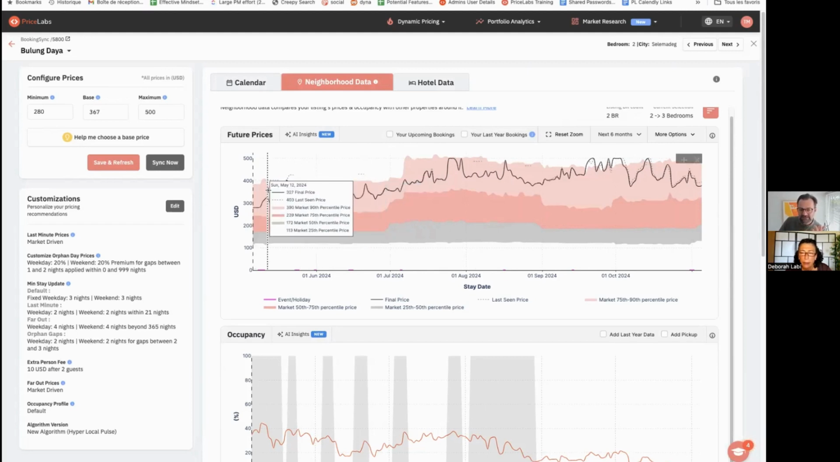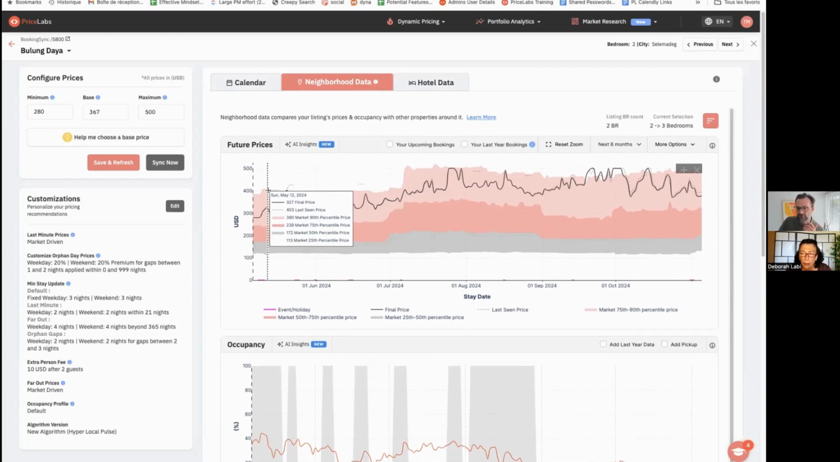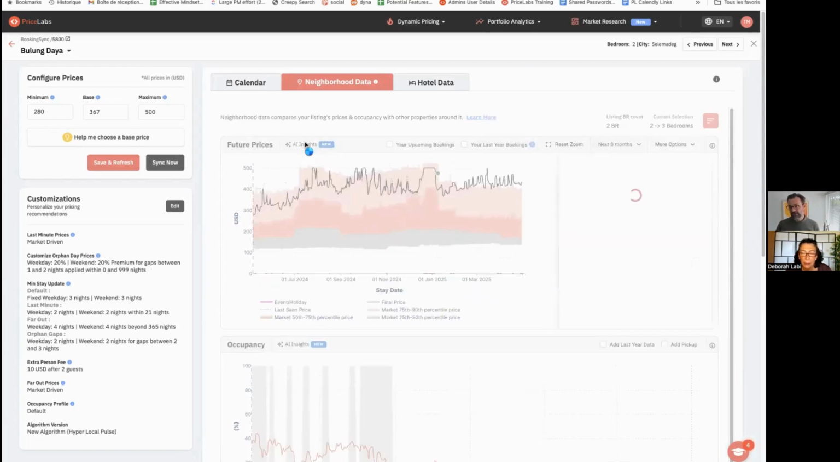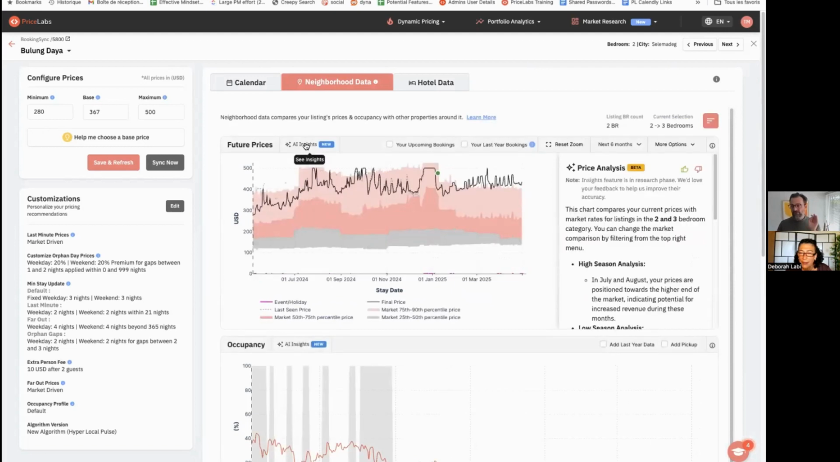So that's great graphs. We help you see how your listing is doing compared with the market. But for some people, it's kind of hard to read. So we just launched a new AI product called AI Insights. It basically translates a chart like this into a short summary using words and just the key data you need.